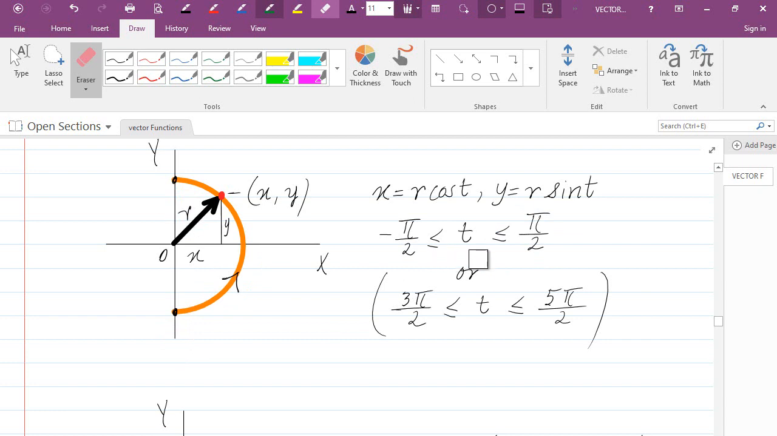Instead of taking this domain, we can also take t to be between 3 pi over 2 and 5 pi over 2, and we still get the right half of the circle traced once counterclockwise. When t is 3 pi over 2, we are here. When t is 5 pi over 2, we are at the top point here.